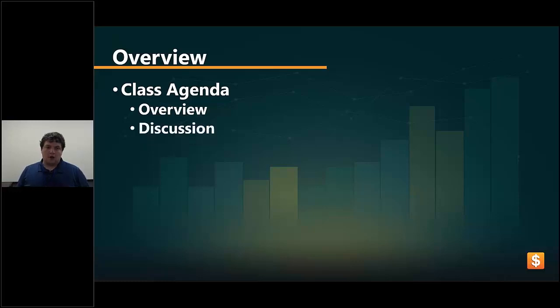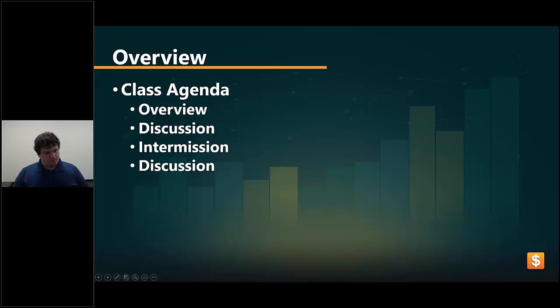Let's talk about what we're going to be covering today. Here's a quick breakdown of the structure of the class. Right now we're doing our overview. Then we'll start a brief discussion about reporting inside of Church360 Ledger. Then we'll have a brief 5-minute intermission, and then we'll hop back into our discussion to round things out. There will be a quiz near the end of the webinar.